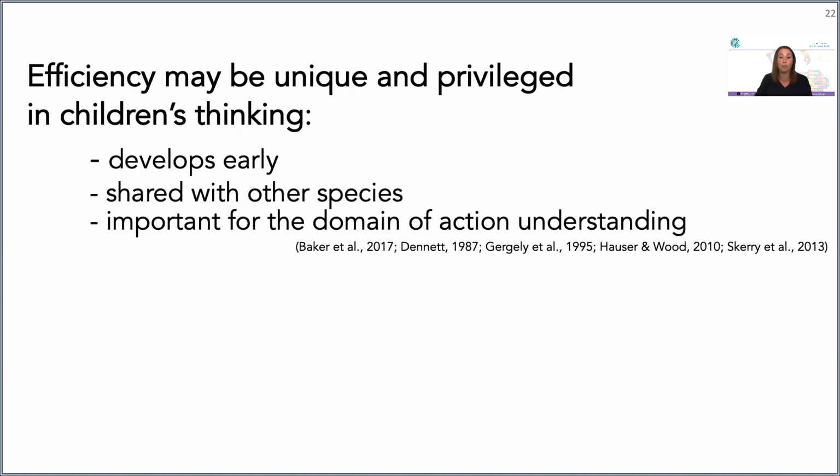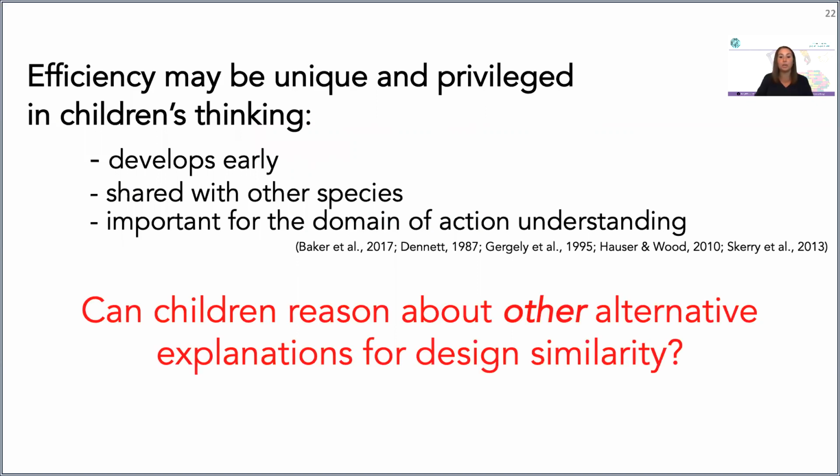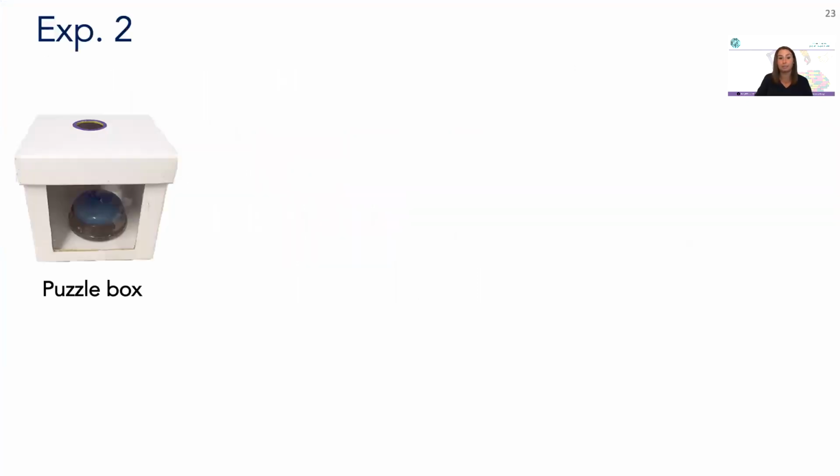Children may only be able to reason about efficiency in artifacts' designs rather than flexibly taking into account a wider variety of alternative explanations. So in the next experiment, we ask whether children can reason about another type of alternative explanation for artifact similarity, one that does not involve efficiency.